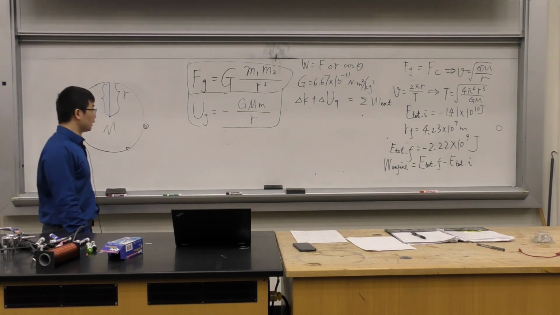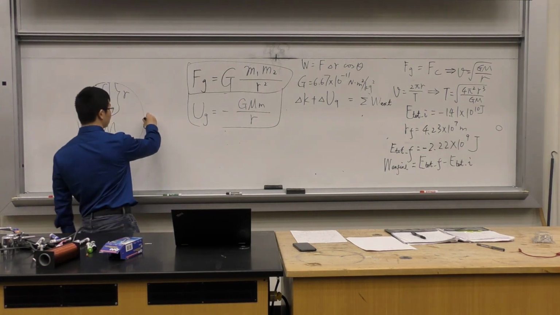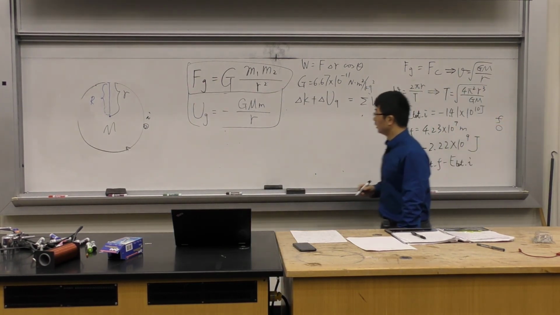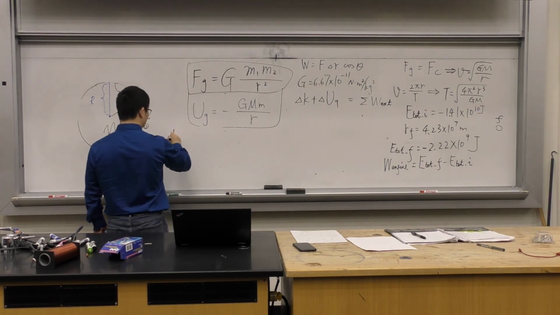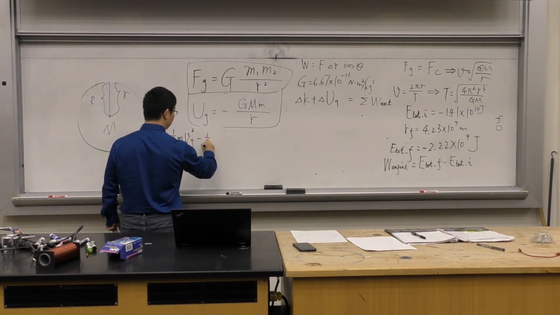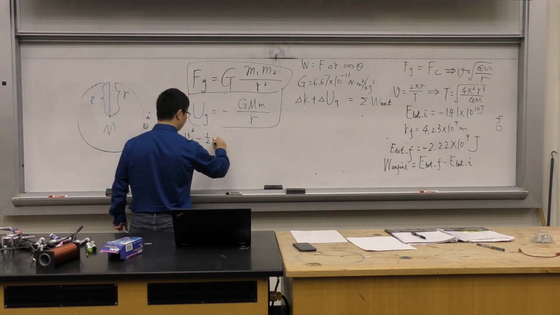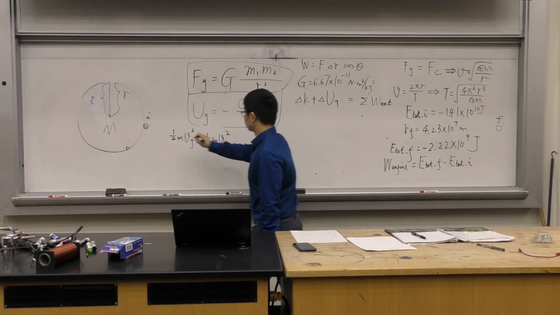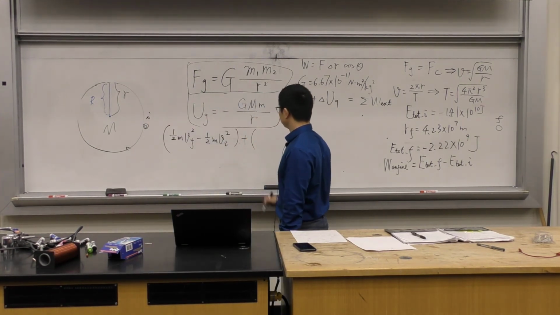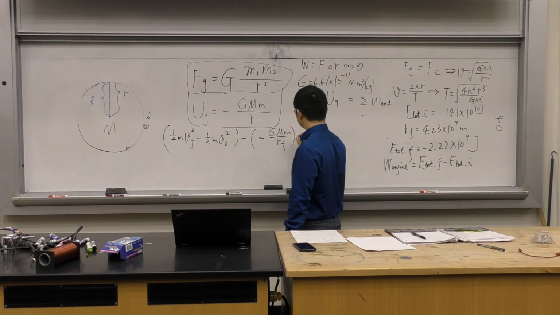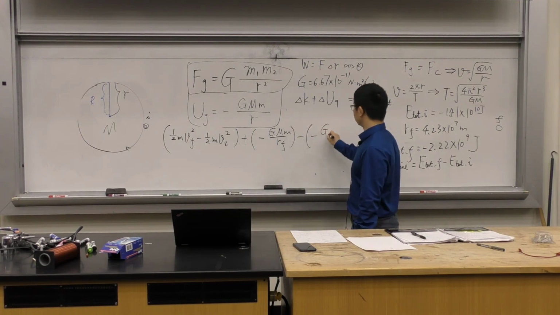Now let's apply conservation of energy. This is initial. This is final. So let's do this. I still apply conservation of energy. Final delta K is 1/2 m V final squared minus 1/2 m V initial squared, right? And then plus the change in gravitational potential. This is the term you use: final minus initial.